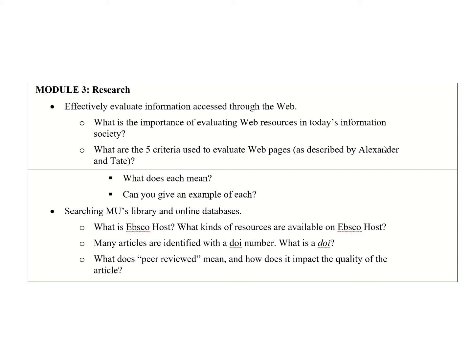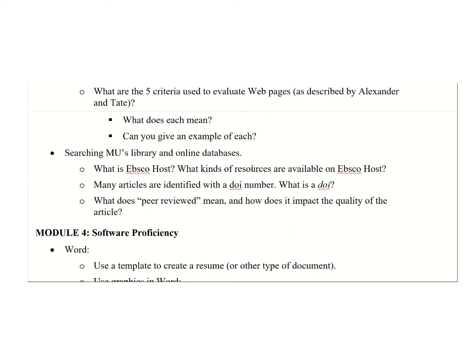In Module 3, we looked at research, and we looked at some background things. We looked at how to evaluate information that you access through the web. And we talked about why it's important, and we talked about 5 different criteria used to evaluate web pages as described by Alexander and Tate. We looked at searching Misericordia's library, and we looked at using the online databases, specifically EBSCOhost. We said it's very good to go there because you can find better quality articles versus going onto the web in general.